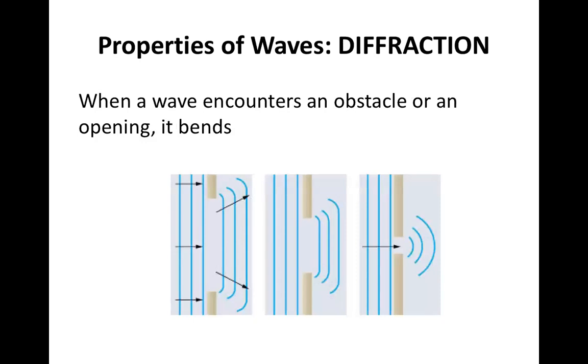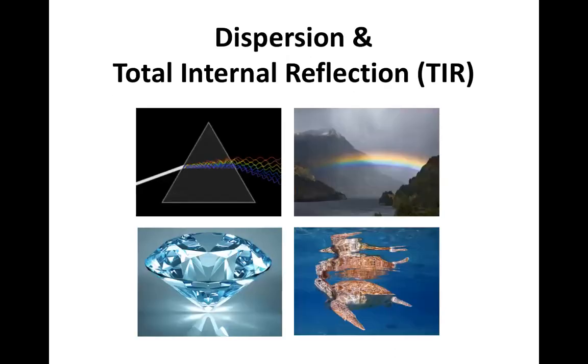And the next property is diffraction. When a wave encounters an obstacle or an opening, it actually bends. We will explore this more in a future lesson. Oh, sorry, we're going to go through a little bit more detail on dispersion and total internal reflection. You have some diagrams here that hopefully jog your memory of what these are. Maybe this looks like the album cover of Pink Floyd's Dark Side of the Moon. It's not the exact one, but it's pretty close.